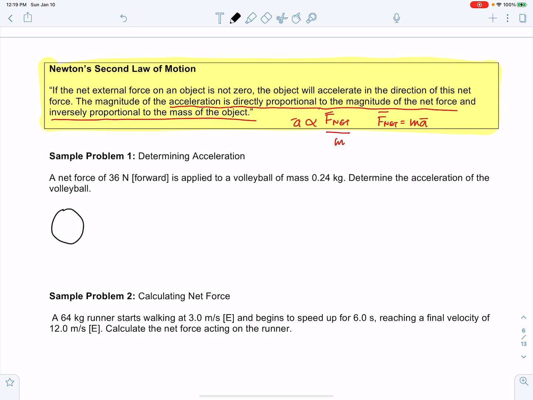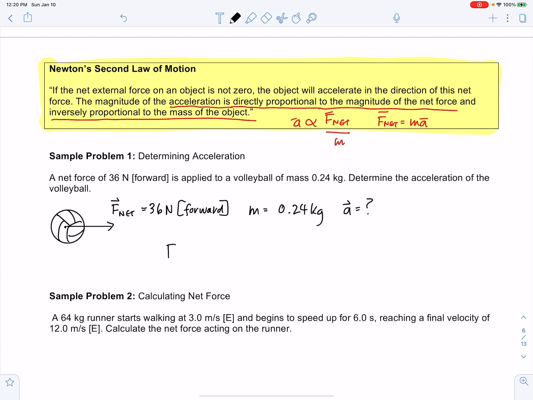Sample problem number 1. A net force of 36 newtons forward is applied to a volleyball of mass 0.24 kilograms. Determine the acceleration of the volleyball. So we have a volleyball, and there's a net force acting on this volleyball, and it's 36 newtons forward. The mass of the volleyball is 0.24 kilograms, and we want to find the acceleration.